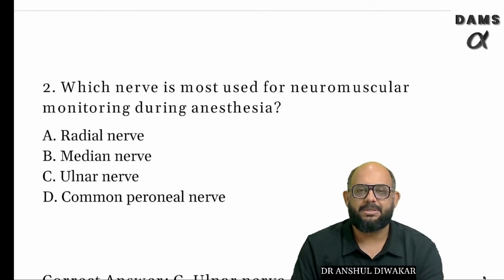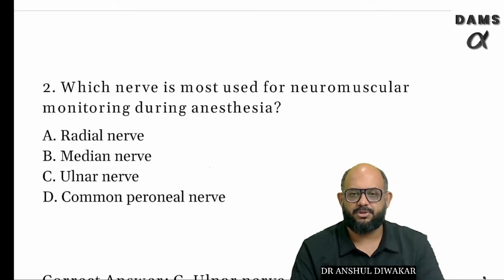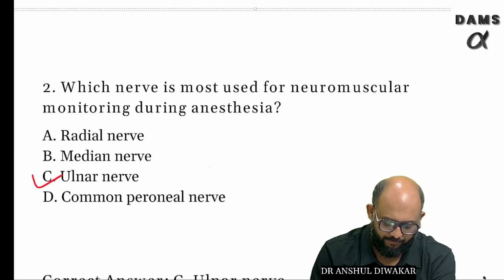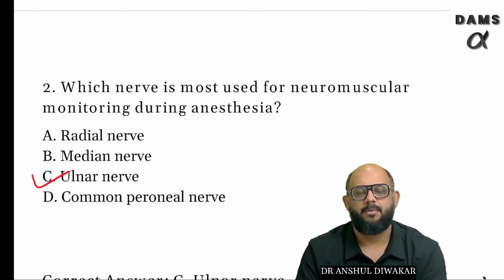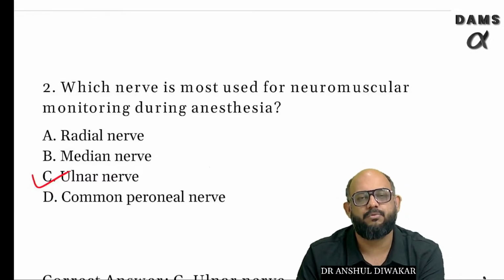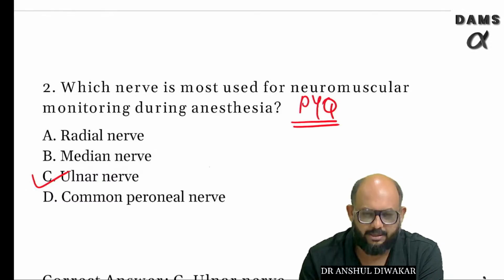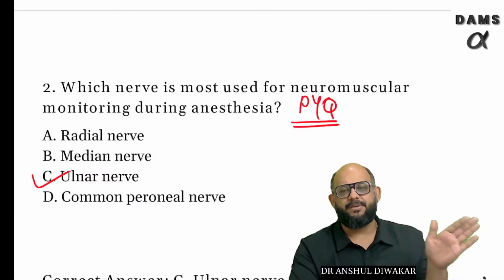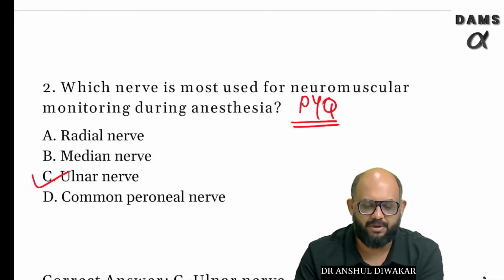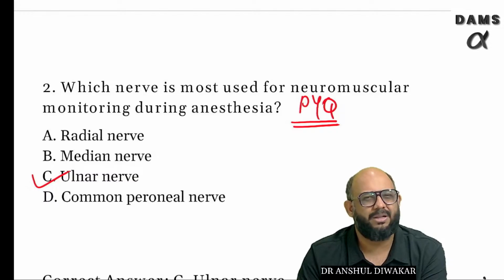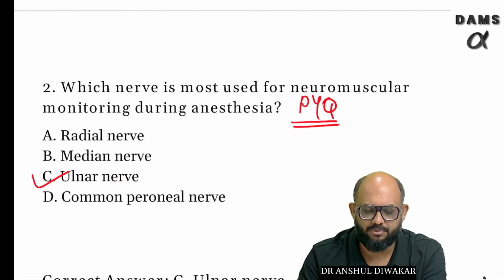So what was it? Was it an image or a fact-based question? Irrespective of whether it was an image, it became even easier. Otherwise also, the most common nerve we use for neuromuscular monitoring is the ulnar nerve. Again a PYQ, from about 5 years back. So they kind of did not really put too much effort. This time, out of seven questions, six were from the PYQs.